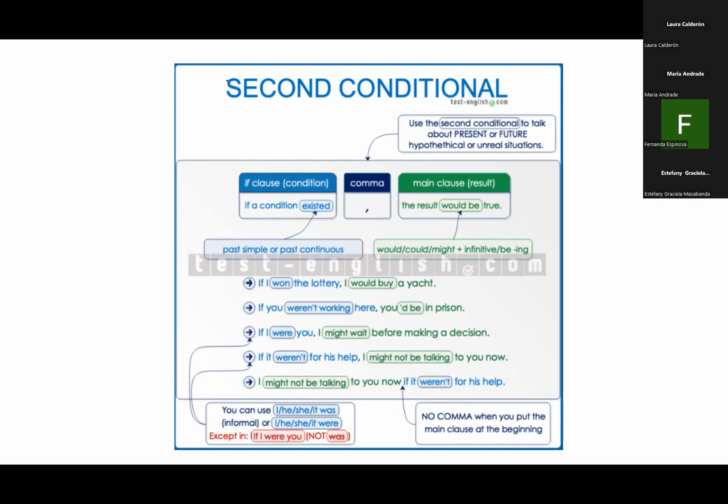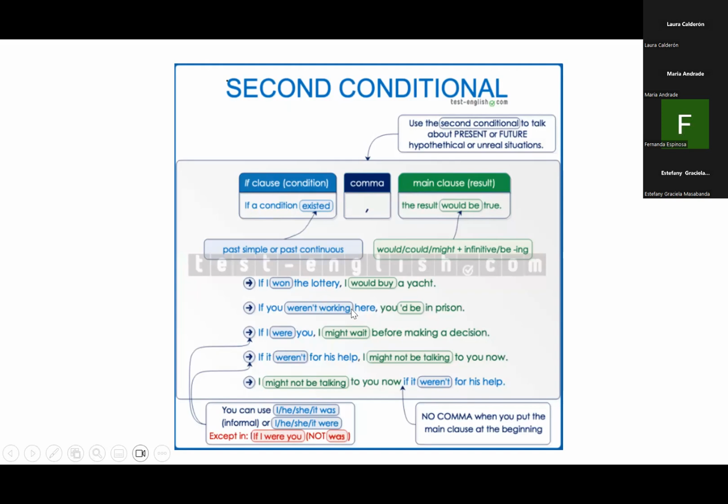Sometimes it's also possible to use the verb to be plus one verb in ing. So it depends on the idea that you want to express. But the most important thing is, in the if clause, you use the past. In the main clause, you are going to use a modal and a verb. If I won the lottery, I would buy a yacht. So that is past, modal would plus one verb in the base form of the infinitive.